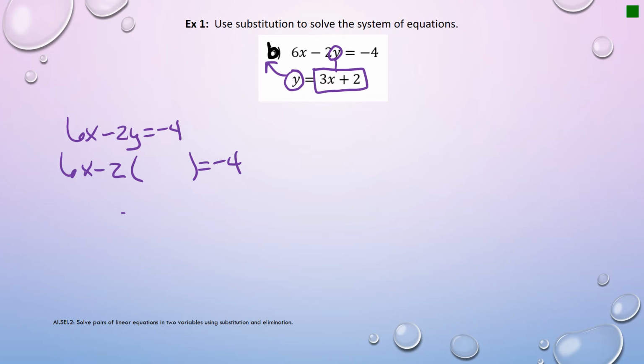Who's going in for y? We're kicking y off the court, and who's going in? 3x plus 2. So now we're down to the distributive property. You got to make sure that you distribute the negative along with it. Negative 2 times 3 is negative 6x. Negative 2 times 2 is negative 4 equals negative 4.